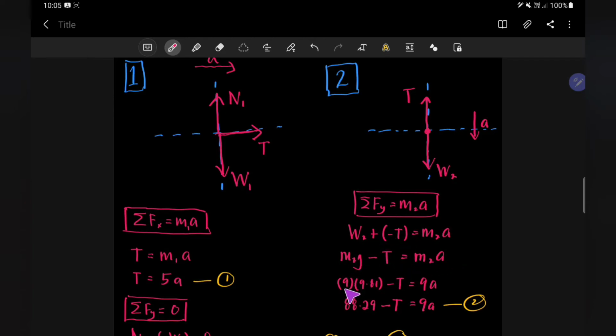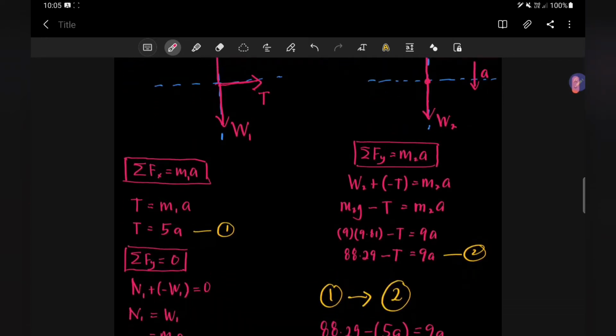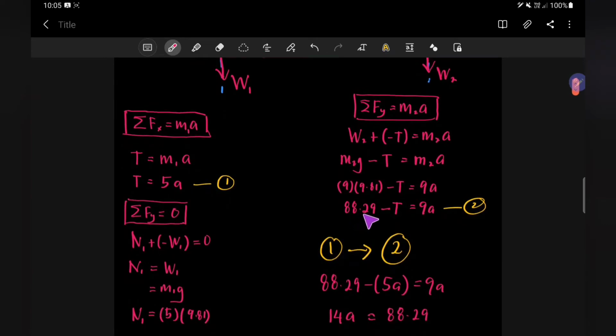M2 is given already, which is 9 kilograms, the mass of the second body. Again, g is just a constant. So you will get this equation. This is equation 2, from the second body. As I told you before, T equals T, isn't it? So by having simultaneous equations between equation 1 and equation 2, we substitute T equals 5a into the second equation for this T. Sub 1 into 2. So you will get 88.29 minus T equals 5a, substituting here, and then equals 9a.